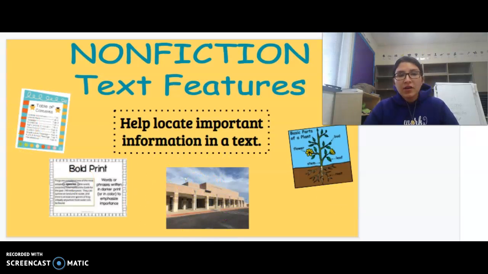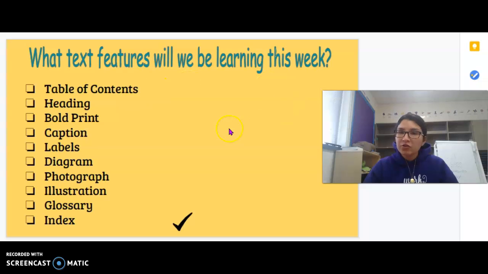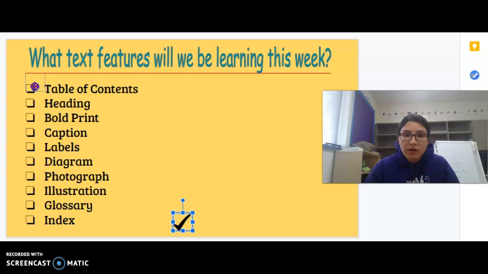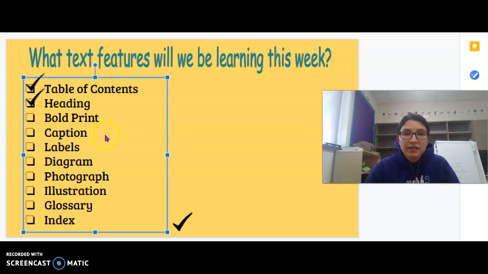All right, let's go ahead and go over what text features we'll be learning this week. So we'll learn table of contents, which we went over yesterday, heading, which we went over yesterday, bold print, caption, labels, diagram, photograph, illustration, glossary, and index. Today we will be focusing on these two, bold print and caption. Go ahead and say that, bold print and caption. All right, let's go ahead and go to those slides.